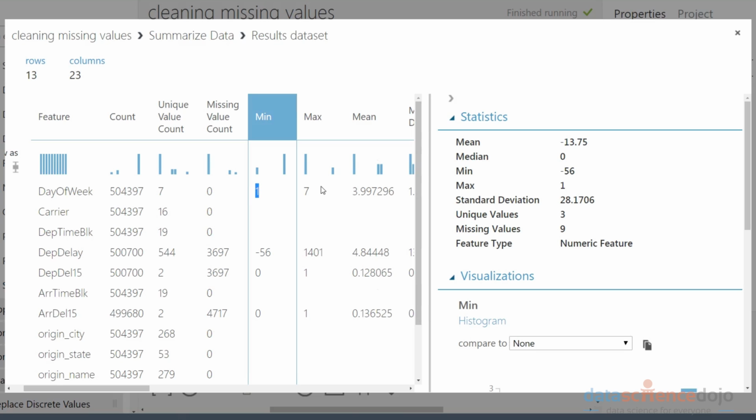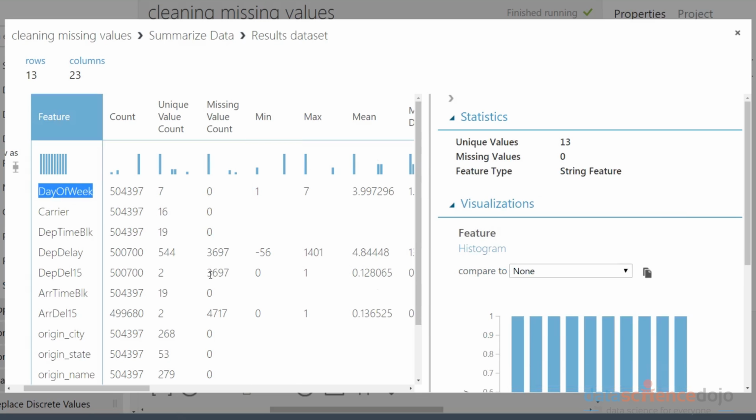This number currently does not encode that. This number restarts over and over and over again. So it's kind of meaningless. That tells us that we should probably treat this not as a number, but probably as a category. We're going to do that in the next video.